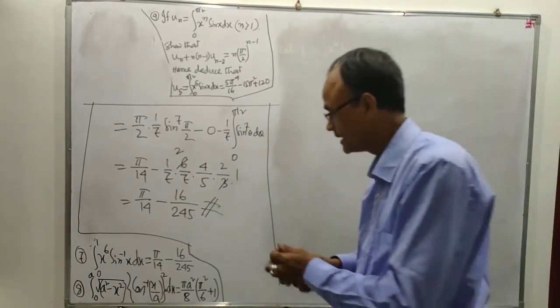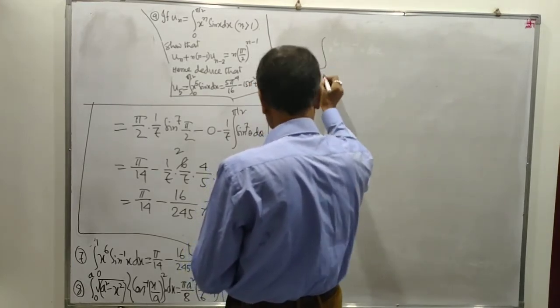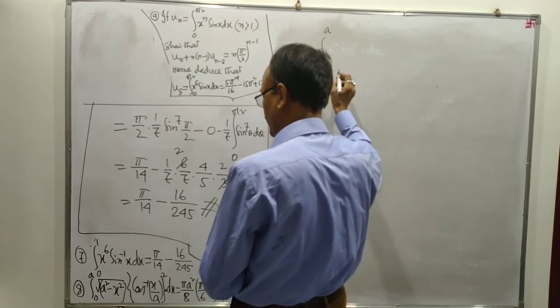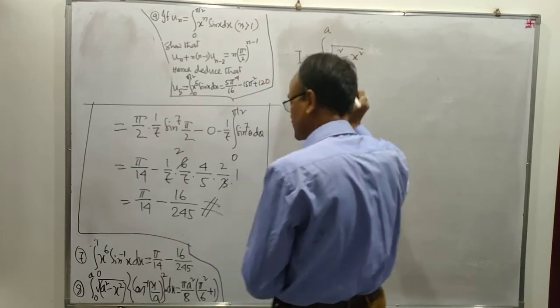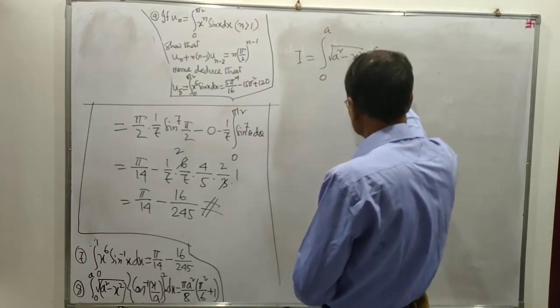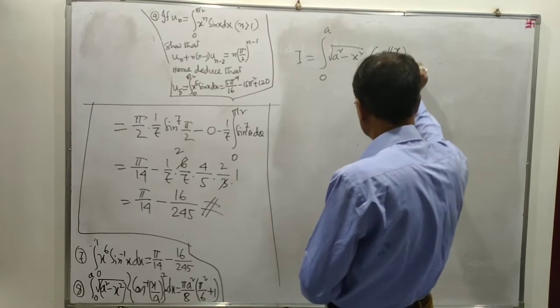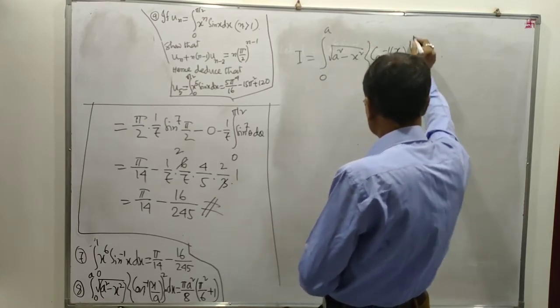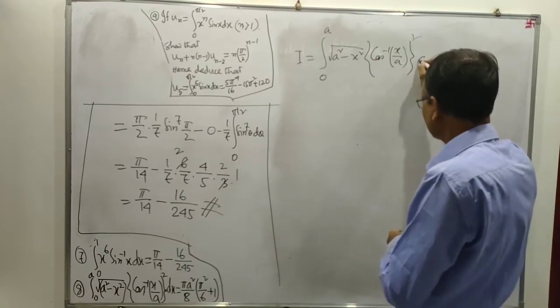Now 8. I equal to integration 0 to a of root over a square minus x square cos inverse x by a whole square dx. I equal to this.